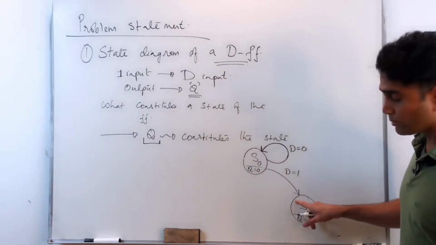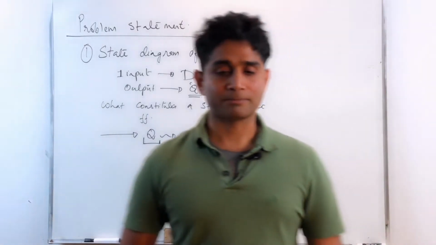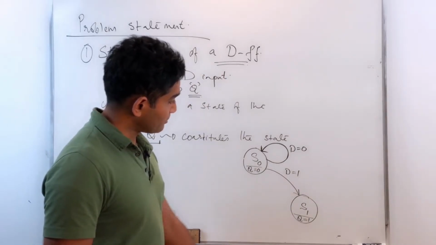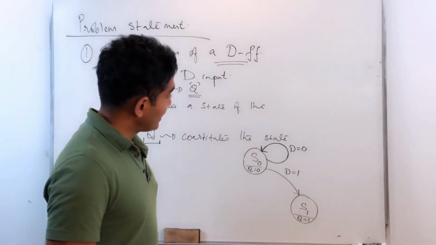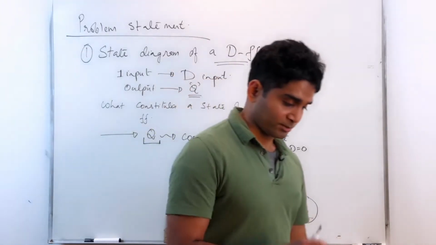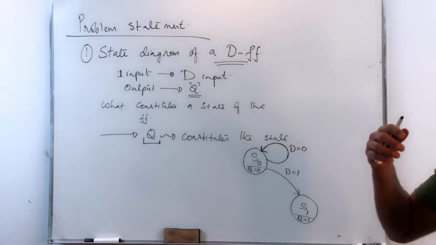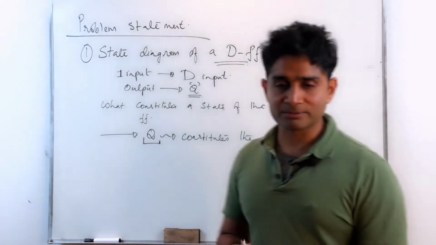Now I move on to S1 state. I'll do the exact same thing there. Let's say I'm in the S1 state. That means my output is Q equal to 1. And if an input of D equal to 1 occurs when I'm in the S1 state, so in the next transition, what will be my state transition now?